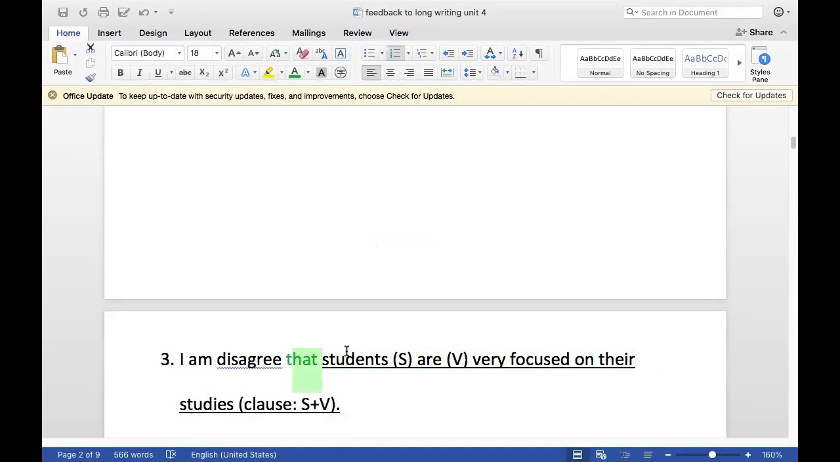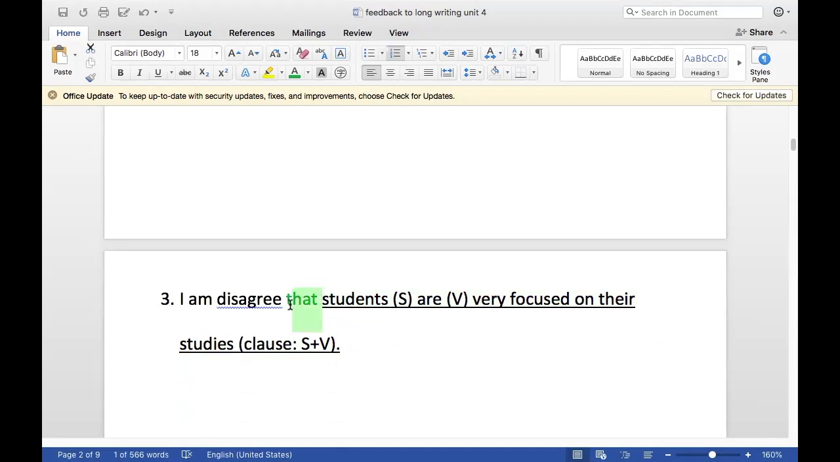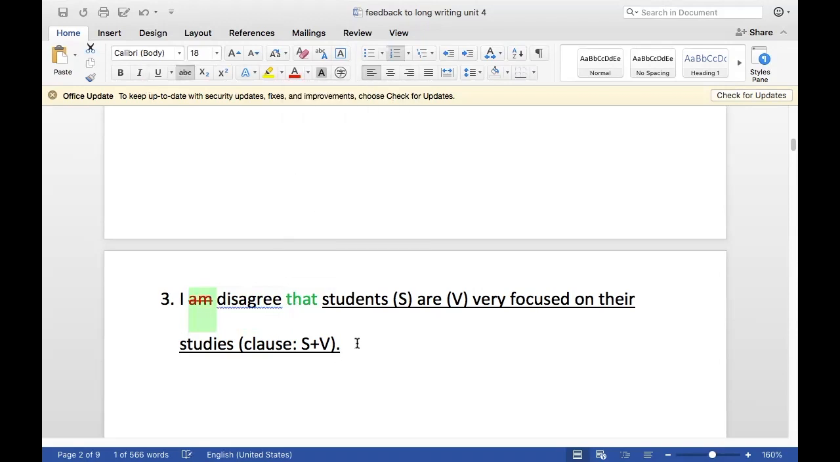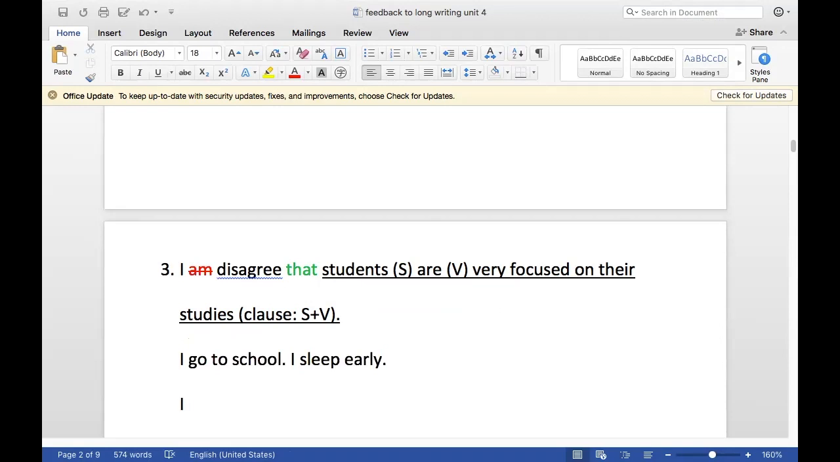You put a that before a clause. I disagree that. And you don't say I am disagree. Disagree is the main verb. You don't put it together with am. Am is another main verb. The same as you say I go to school, I sleep early. You don't say I am go to school, I am sleep early, unless what you mean is what you are doing right now.